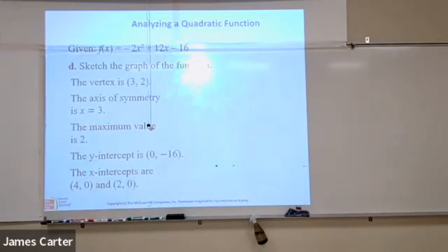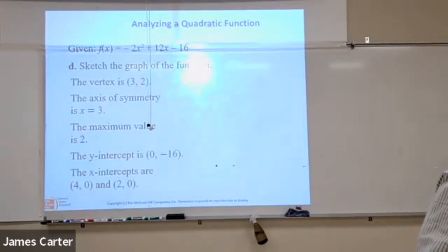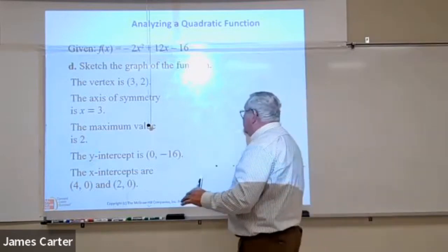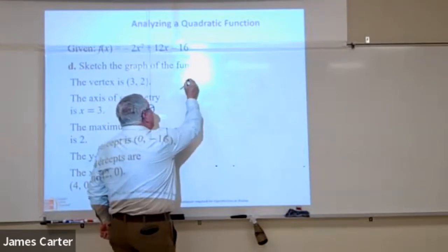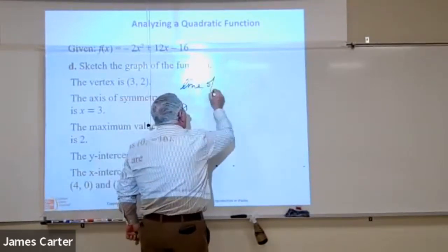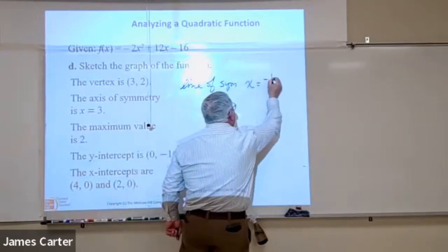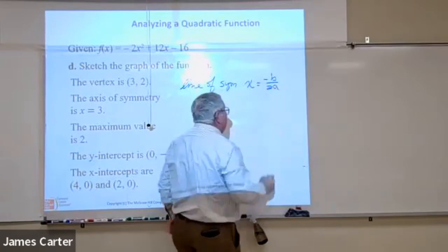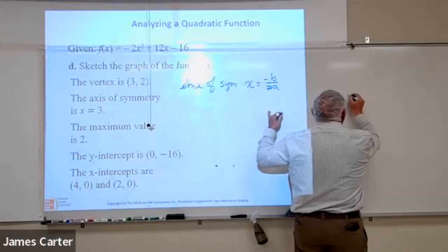There's a formula that takes 2 steps. There's always a formula. There's a formula that takes 2 steps. Okay? That formula to find the line of symmetry is x equals -b/2a. Now, I have talked to you about this before.